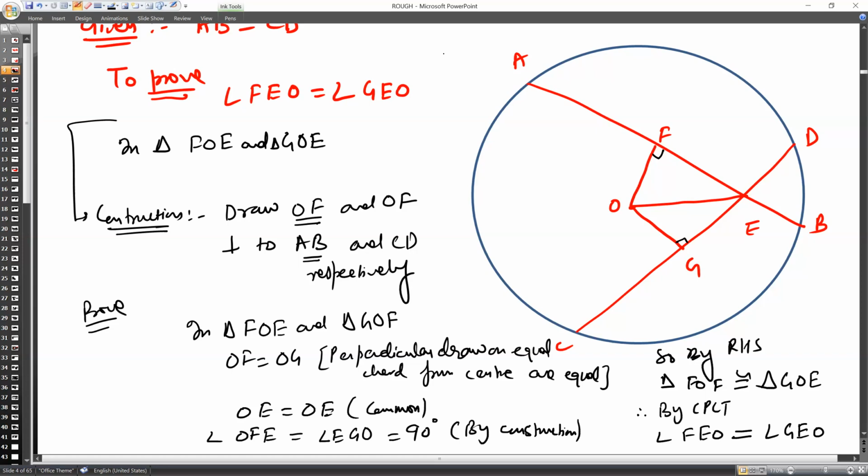Here, do a correction here. It is OF and OG.